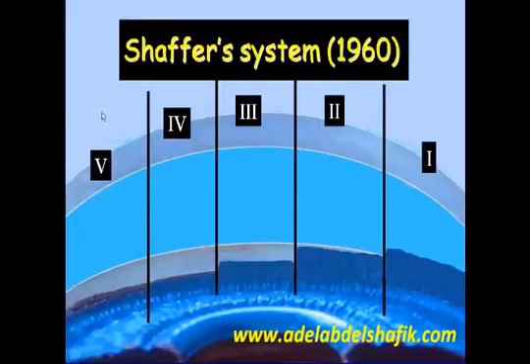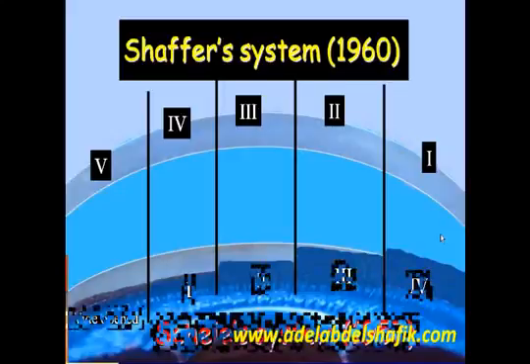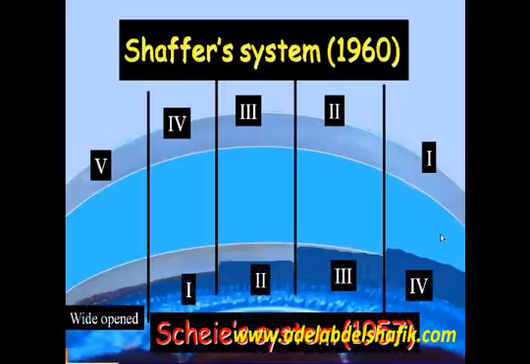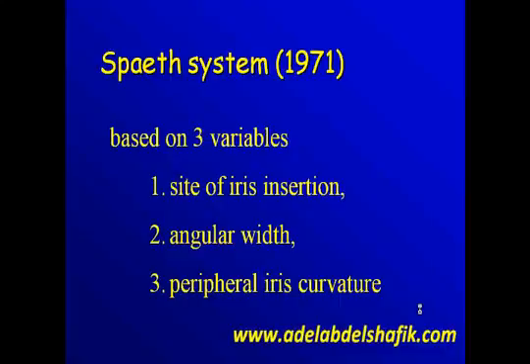As here, widely open is the 4 or the 5 and the 0 or 1 is the closed. And the reverse is the Schaefer classification. The widely open is the 0 and the 4 is the closed. So it's better to use English. This is a widely open angle or partially opened angle or closed angle.